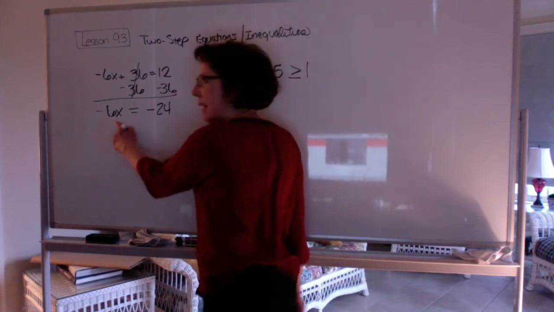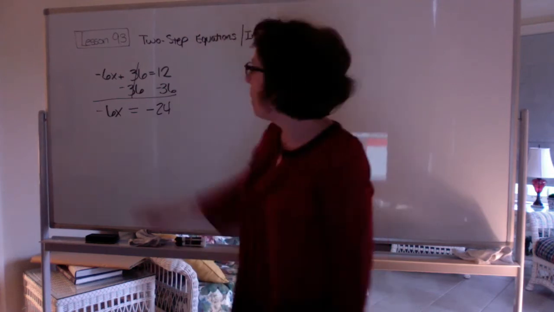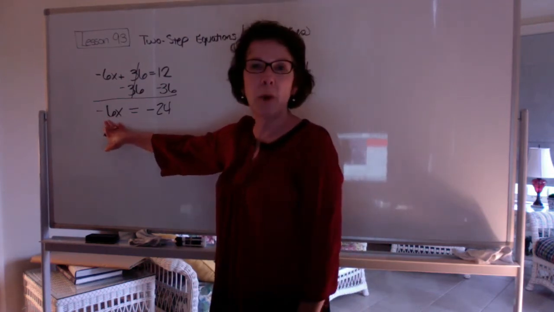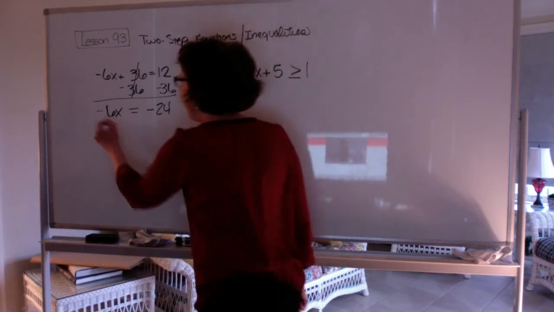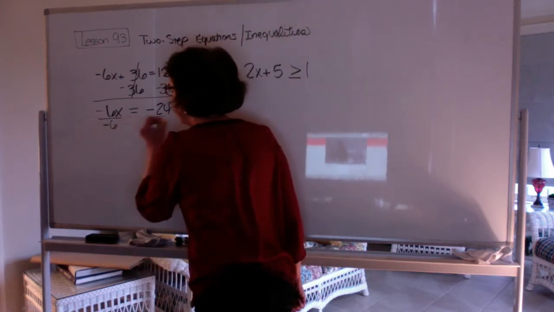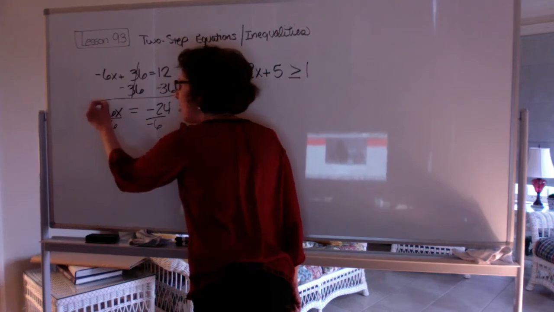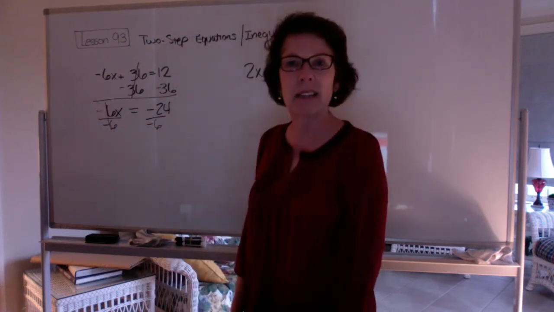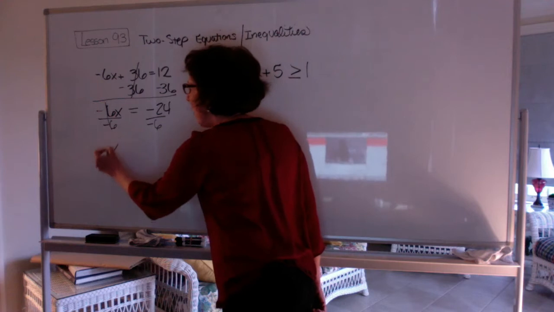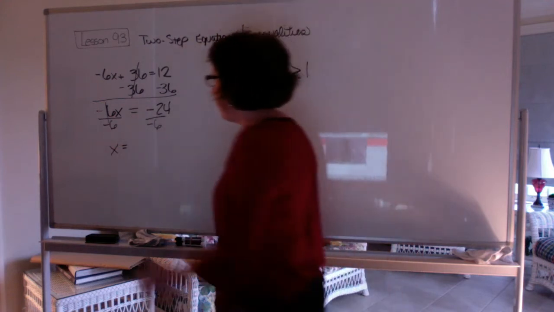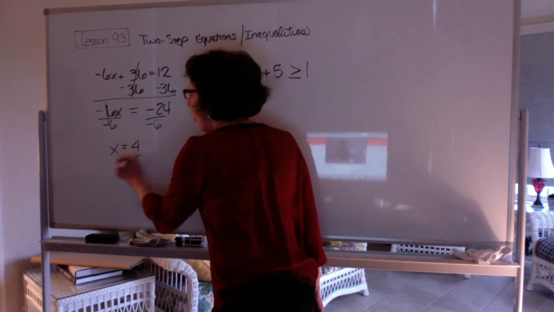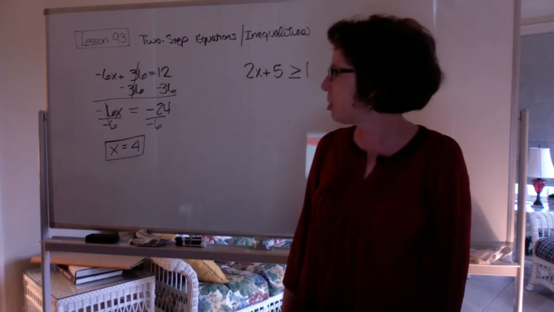Now, I'm going to isolate my variable x by doing the opposite of multiplication here. I'm going to undo it with division. I'm going to divide both sides by negative 6 and negative 6. And so negative 6 divided by negative 6 gives me a 1x. And so x equals, and a negative divided by a negative is a positive, 24 divided by 6 is 4. And we have a positive 4 for our solution.